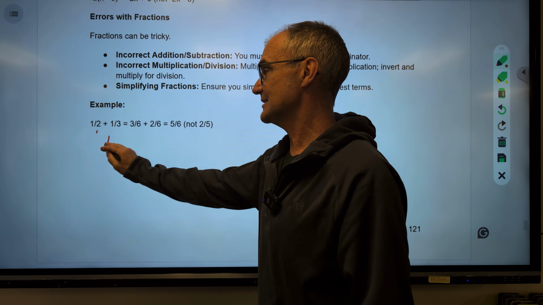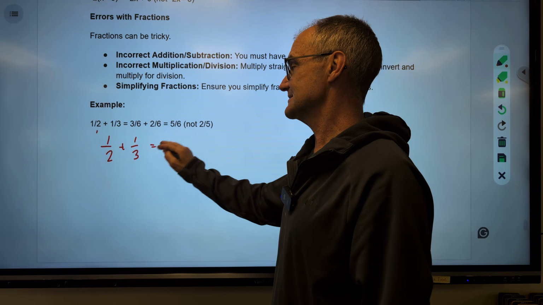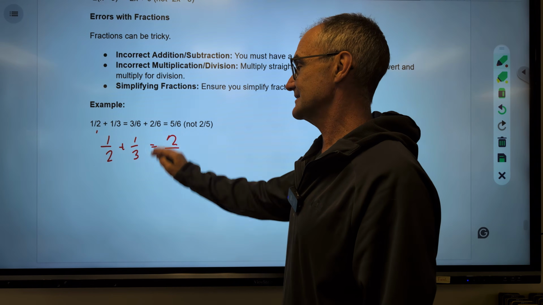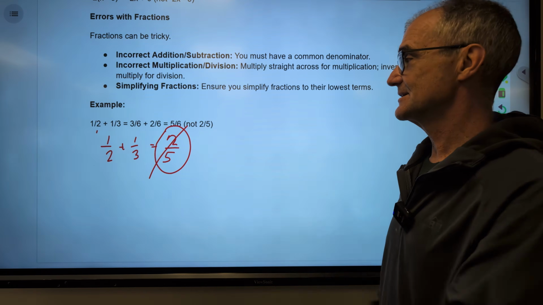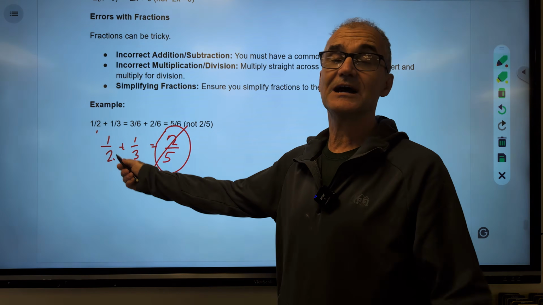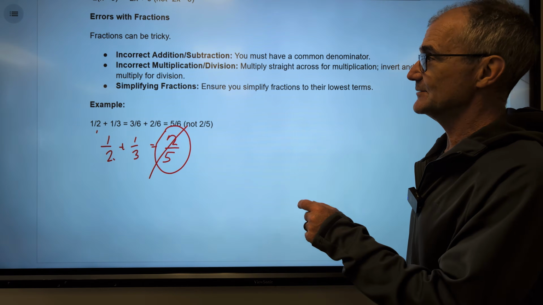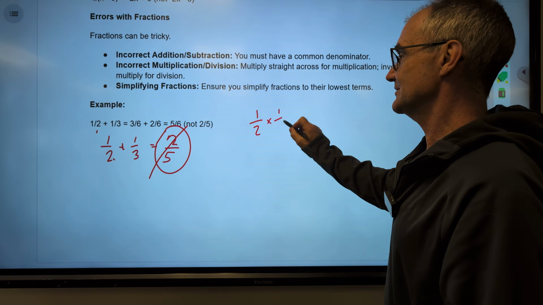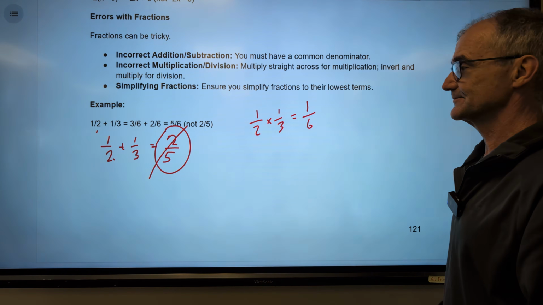A common mistake would be to take 1/2 plus 1/3, add across the top to get 2, add across the bottom to get 5. That is wrong. That will also always be one of the multiple choice answers. So make sure you always get a common denominator when you add or subtract. On multiplication, it is pretty easy. If I have 1/2 times 1/3, there you just multiply across the top, multiply across the bottom.